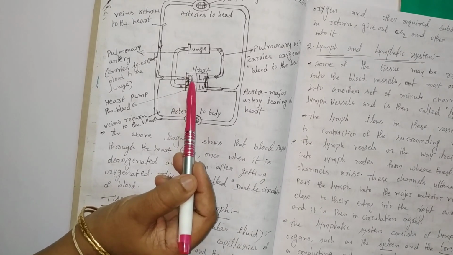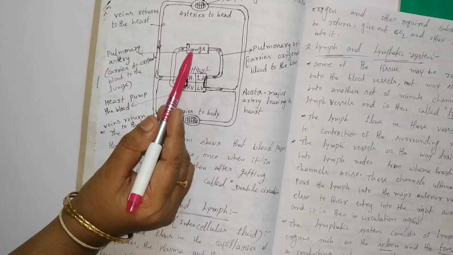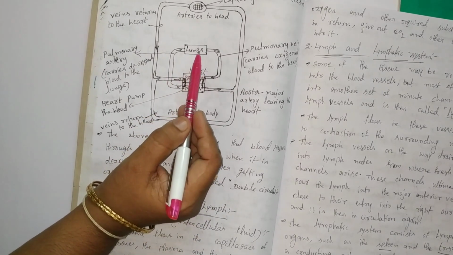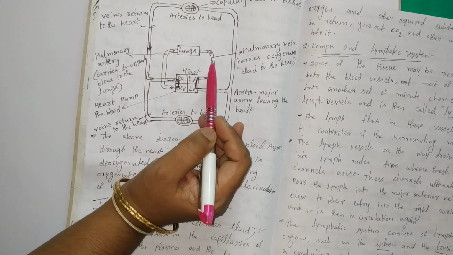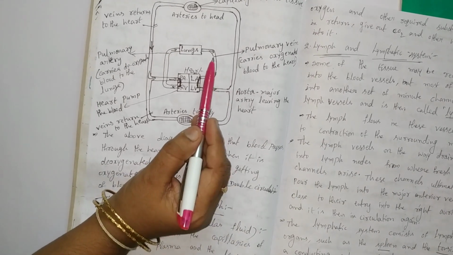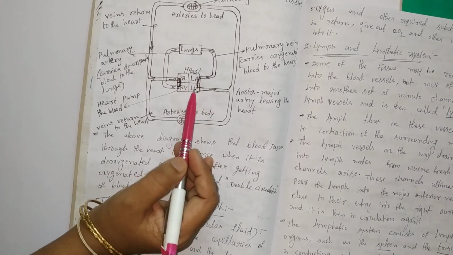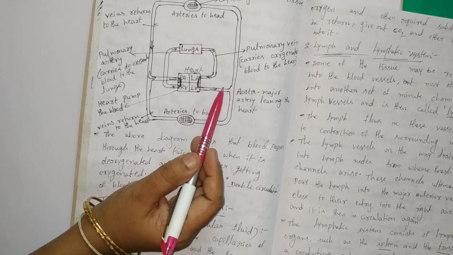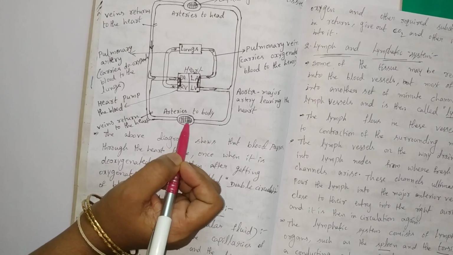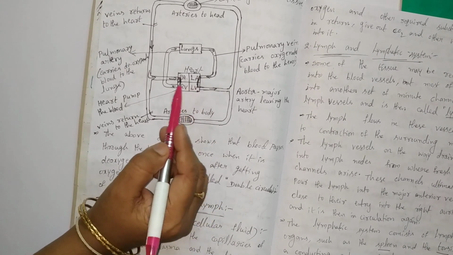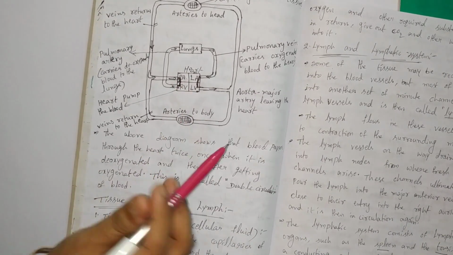Here this is the right auricle, and then it enters into the right ventricle and after that it will move to the lungs. After the oxygenation, this is the pulmonary vein. It carries the oxygenated blood to the left auricle and then it moves to the left ventricle. After that the aorta carries the oxygenated blood from the heart to all body parts. This is the arteries to body. So the heart acts as the pumping machine. This is the double circulation.